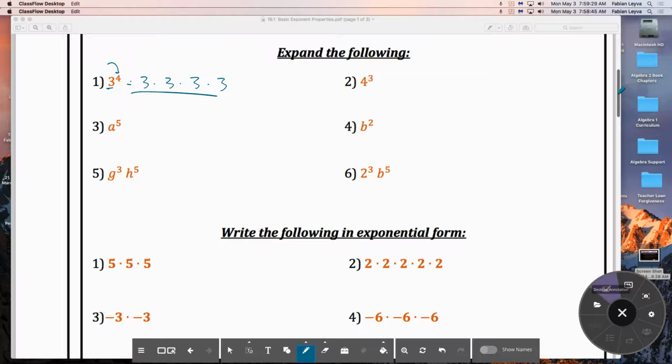I want to make sure that you understand what an exponent is. Now, what do you think? If we have a variable like a raised to the 5th, is that really going to change our thought process or the concept of what an exponent does?